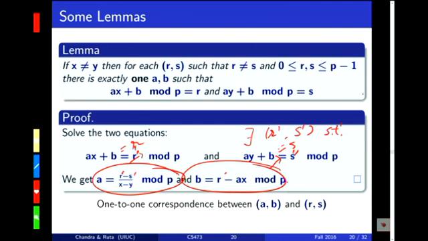And why did we write it like this? Because finally I want to find A and B, which I know are at most P minus 1. So when I write it, it's convenient to see. That's it.